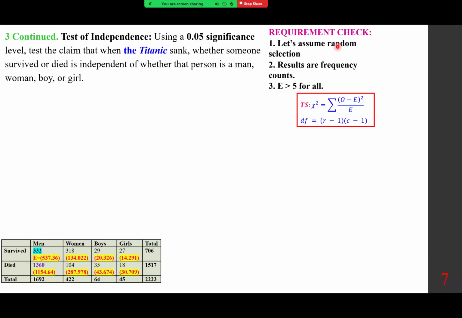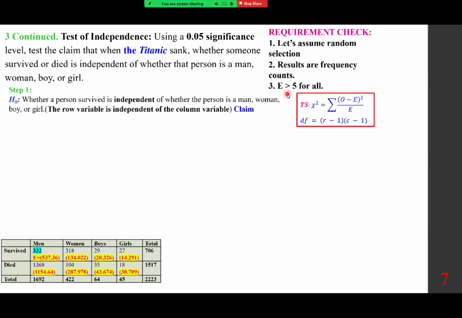So requirement check. Let's assume random selection results are frequency counts and E must be larger than 5. As you can see, E in each case must be larger than 5. They are way larger than 5.